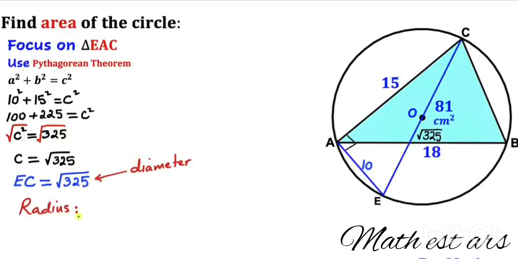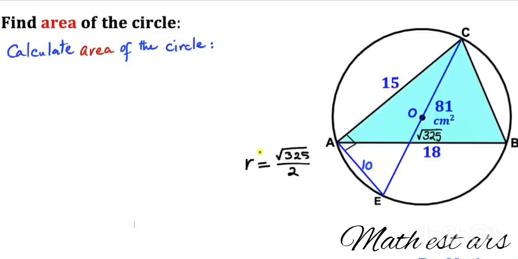So therefore the radius of this circle is going to be half of this diameter. Let me go ahead and label radius r equals square root of 325 divided by 2. And here's our final step.